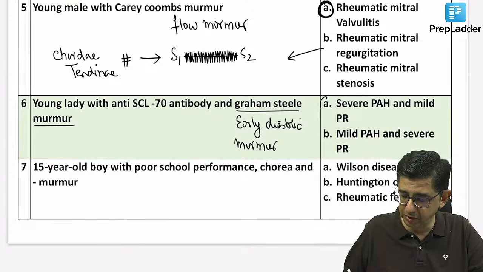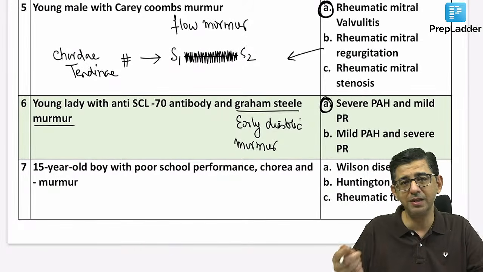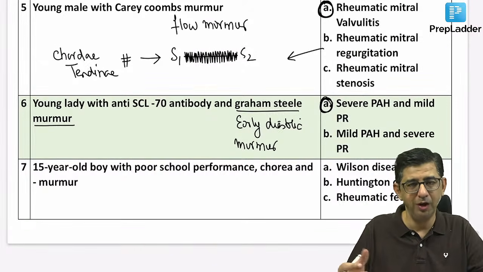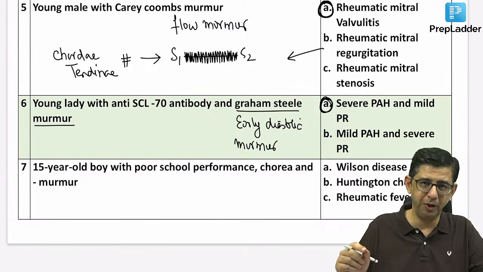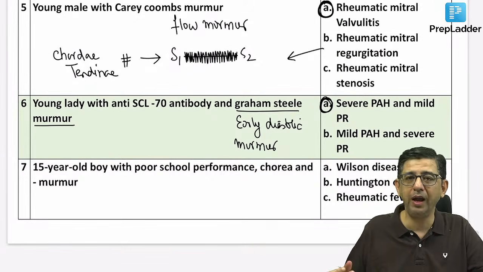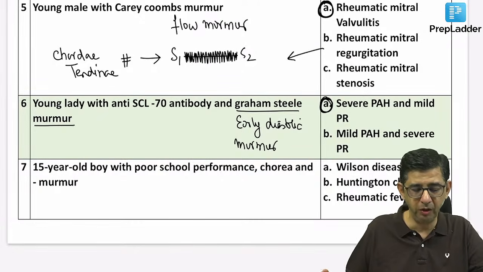So the correct answer for this is option number A. And you can see that here it is twisting of English words only, and that is what will happen in the exam also. So you need to get used to it. Graham Steell murmur is a feature of severe pulmonary artery hypertension, and this severe pulmonary artery hypertension would then cause a mild pulmonic regurgitation. So get the words right.